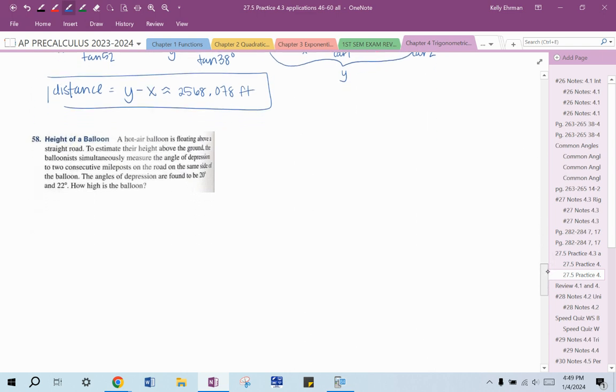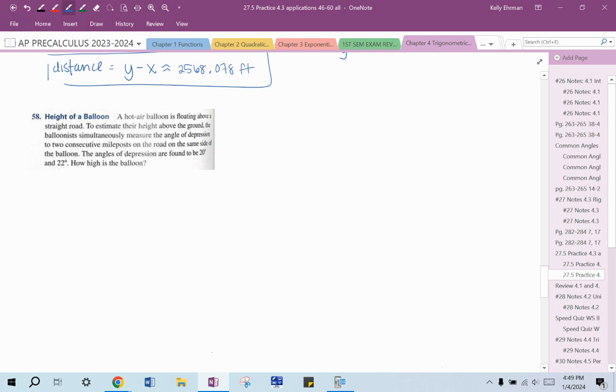All right, number 58. A hot air balloon is floating above a straight road. To estimate their height above the ground, the balloonists simultaneously measure the angle of depression to two consecutive mileposts, on the same side of the balloon, so kind of like the last picture. And the angles of depression are 20 degrees and 22 degrees. How high is the balloon?